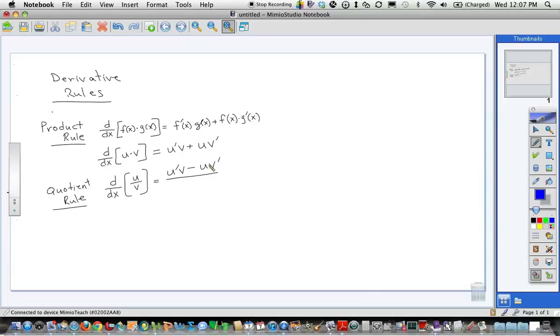The top one gets priority over the bottom one. It will do it first. And then all over the bottom square. Not the derivative of the bottom, just the bottom square. So again, we take turns in this order with a minus in between, and then over the bottom square. That's what the derivative looks like.